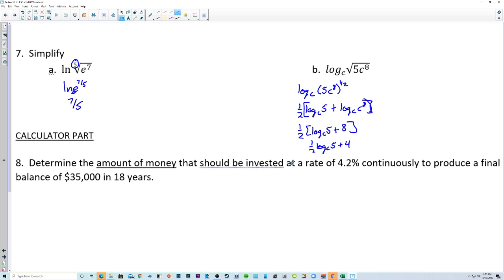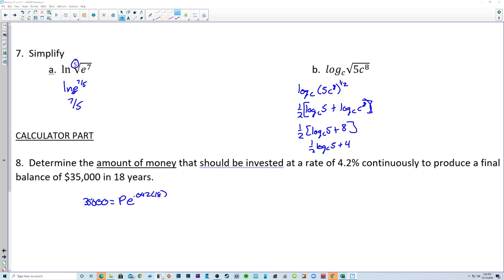Determine the amount of money that should be invested at a rate of 4.2% continuously to produce a final balance of $35,000 in 18 years. So amount of money that, well, they want $35,000 in the end, and they're asking, well, how much principal would you need to accomplish this? Now it's continuous, so it's the PERT formula, e to the 0.042 times 18.